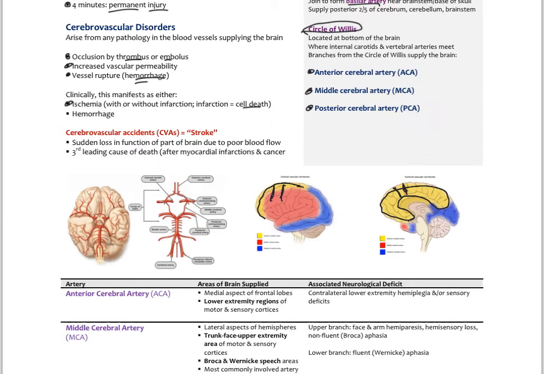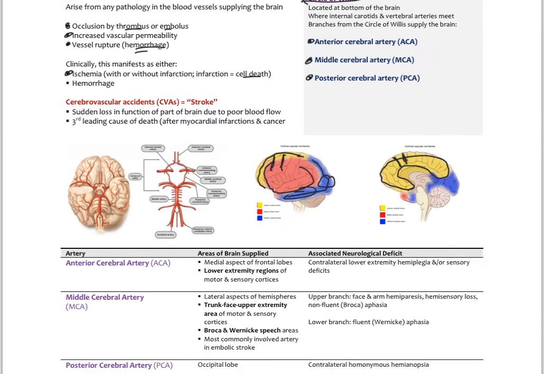And then we have the middle cerebral artery, and then posterior, and that's going to reach into the parietal lobe, also occipital lobe, and then temporal lobe. Again, if we have a disruption of blood flow in those specific arterial branches, we're going to have specific neurological lesions. So I've summarized that down here.